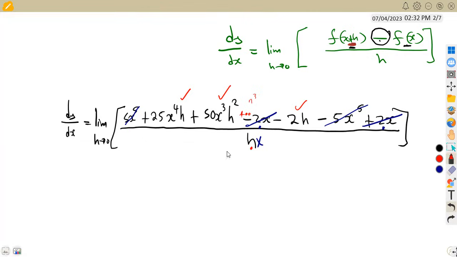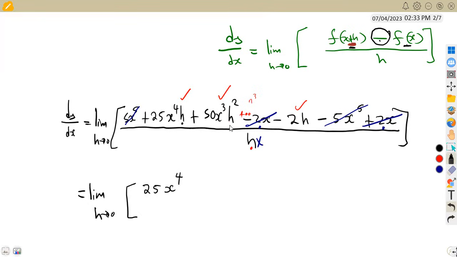If you check here, we are going to see that there is h, there is h, there is h. So we can factor out that h because it's common. If we factor out that h, I want you to see what is going to happen here. Limit as h is approaching 0. If I factor out h here, I'm going to remain with 25x to the exponent of 4.